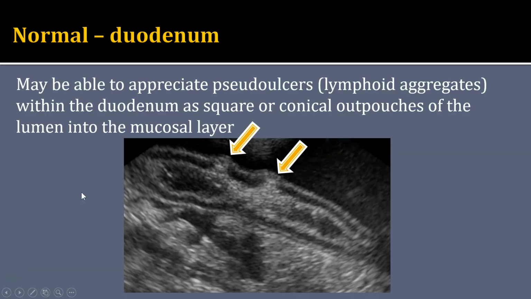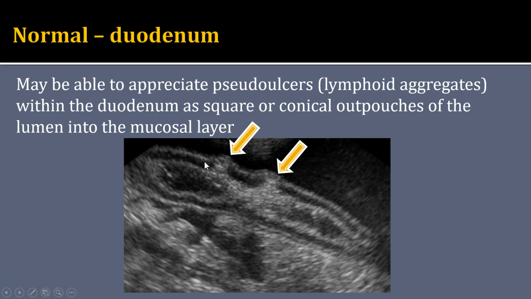One variation that we might appreciate in the duodenum, and this is along the mesenteric margin or border of the duodenum, is something called pseudo-ulcers. These are lymphoid aggregates. If we look at this longitudinal image of this duodenum here, there's some hypoechoic or almost anechoic fluid in the lumen.